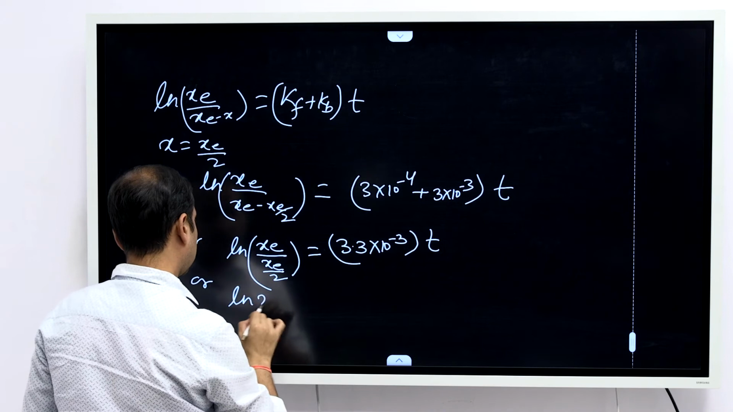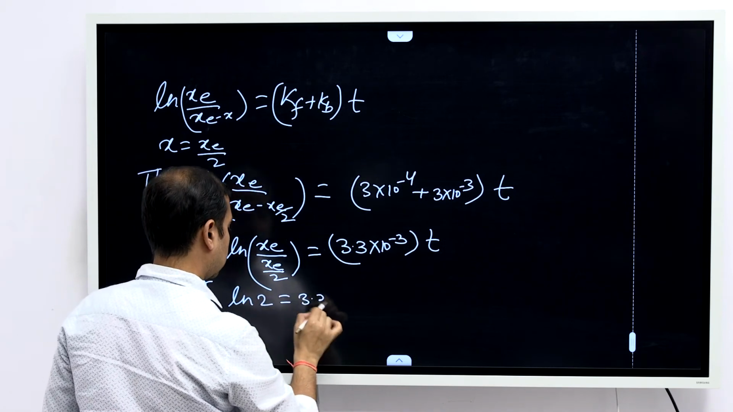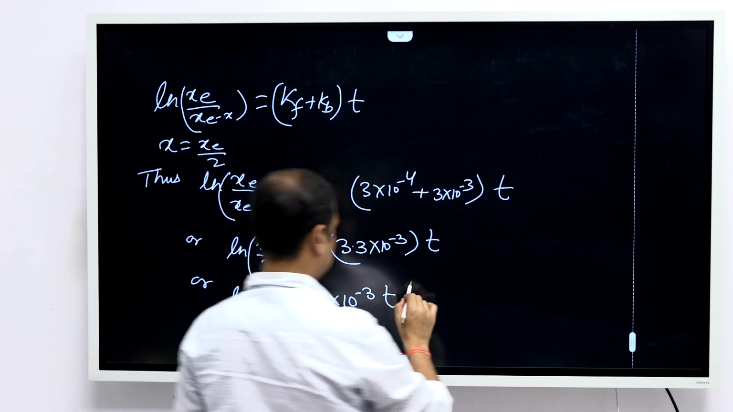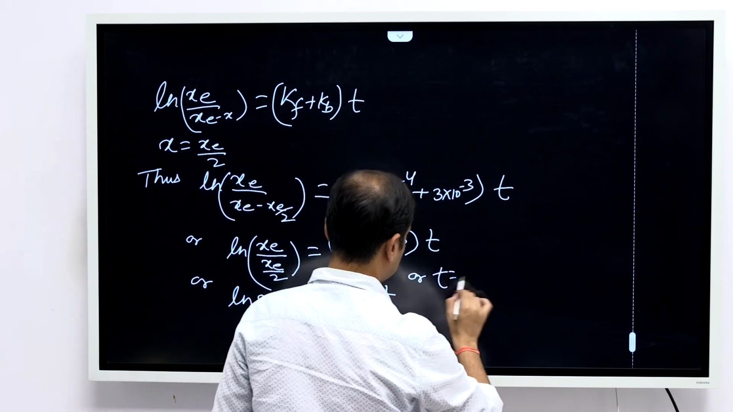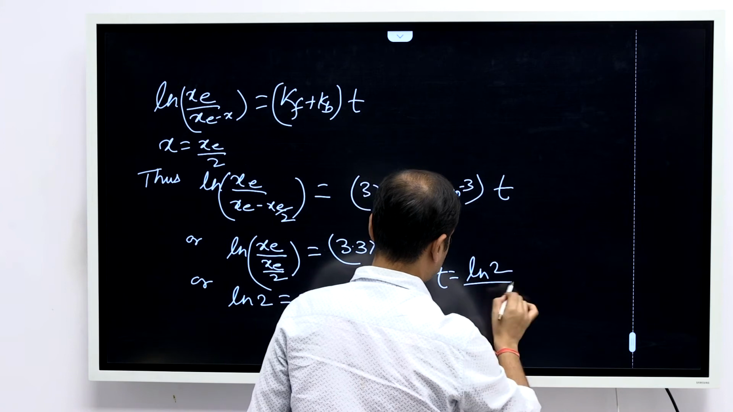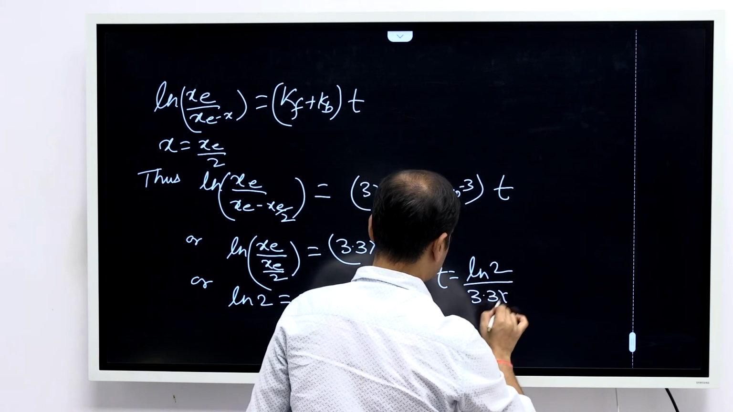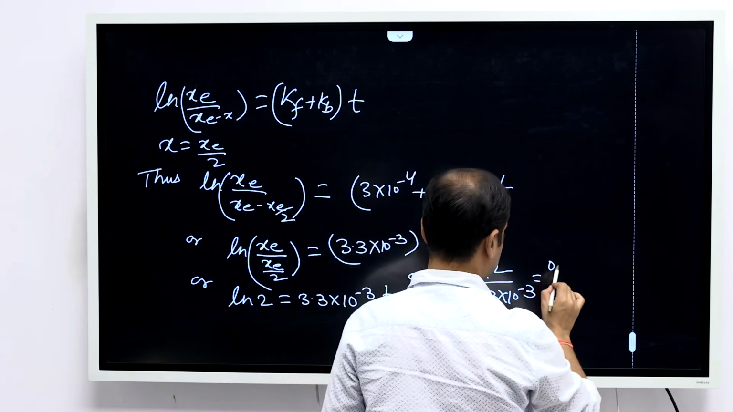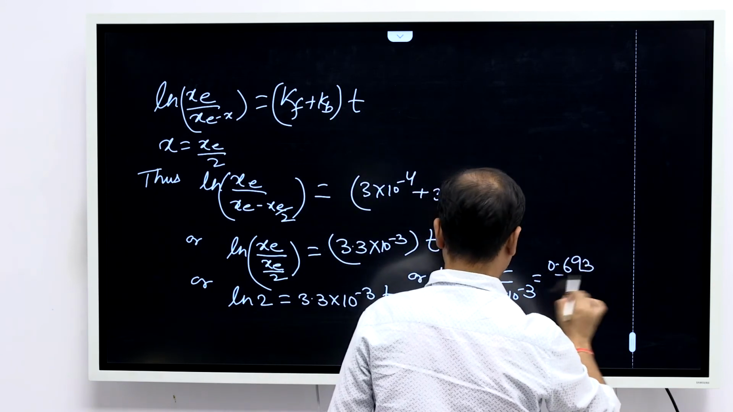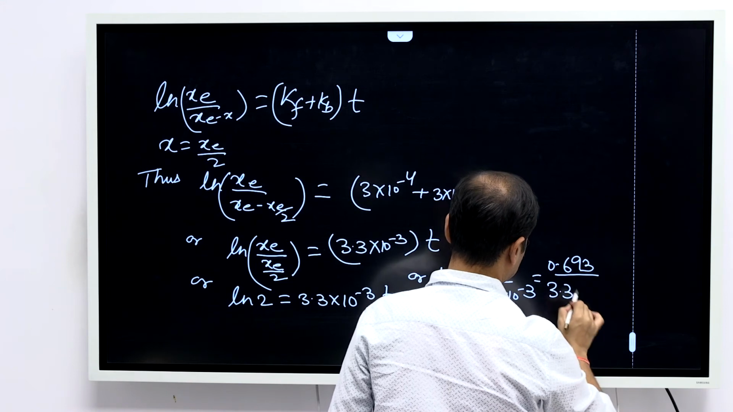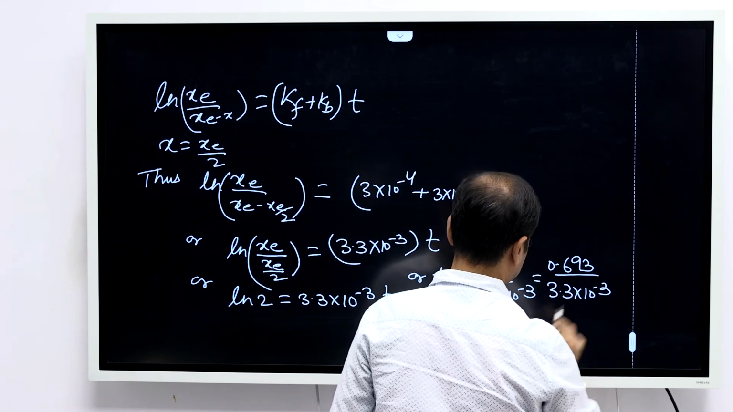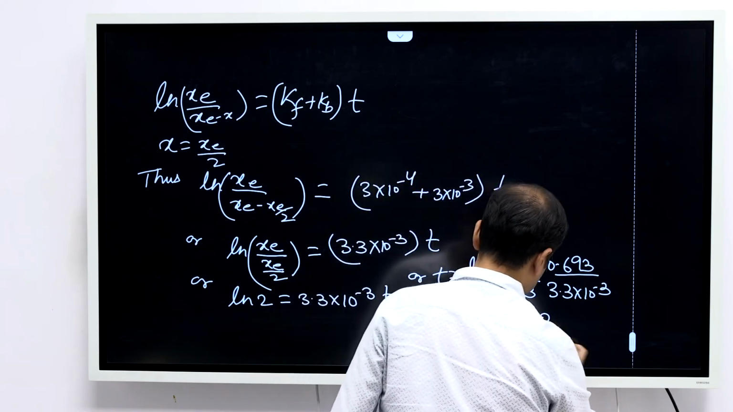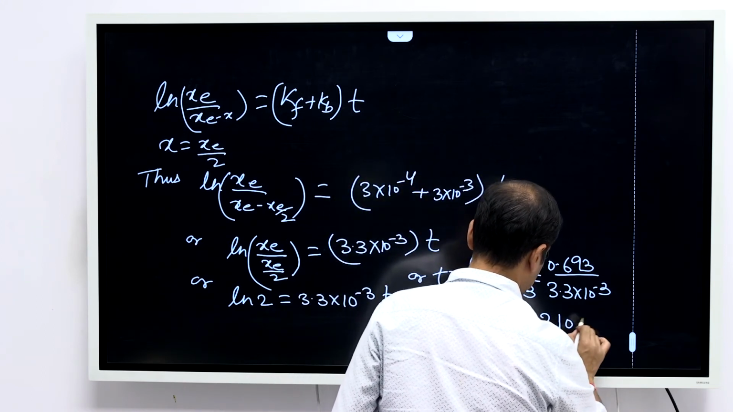So here we have ln 2 is equal to 3.3 into 10 to the power minus 3 into t, or t is equal to ln 2 by 3.3 into 10 to the power minus 3. So ln 2 is 0.693 divided by 3.3 into 10 to the power minus 3. So here the answer is 210 seconds.